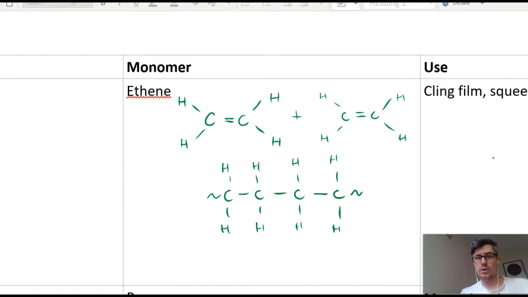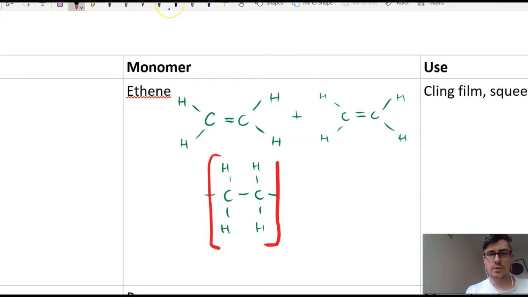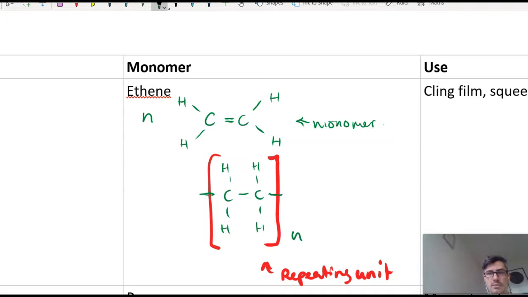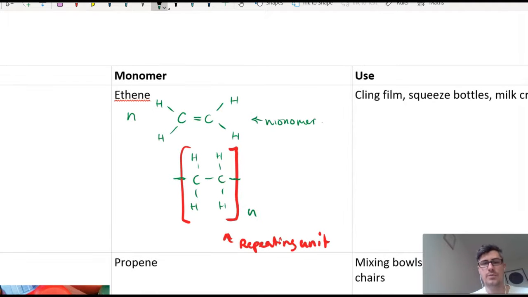Now, in order to simplify that, what we actually do is we just show the single, what we call the repeating unit. So this is the repeating unit for polyethene. Okay, and we have that n number of times if we have n numbers of the monomers. So we have n lots of ethene monomer making this polymer, and we call that the repeating unit. Okay, and we call the unreacted version the monomer. So the repeating unit shows the polymer formation.